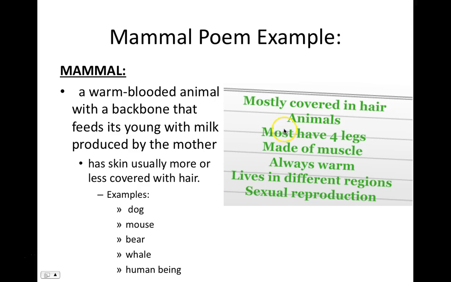Animal. Most have 4 legs. Made of muscle. Always warm. Lives in different regions, sexual reproduction, as you can see, M-A-M-M-A-L-S, mammals. Okay, warm-blooded animal with a backbone that feeds its young with milk produced by the mother. Has skin usually covered in hair. Examples: dog, mouse, bear, whale, human being.